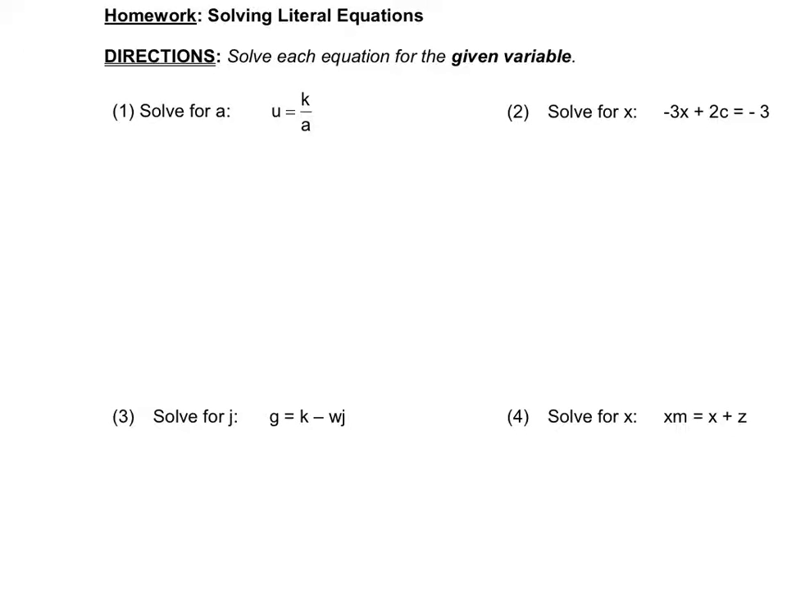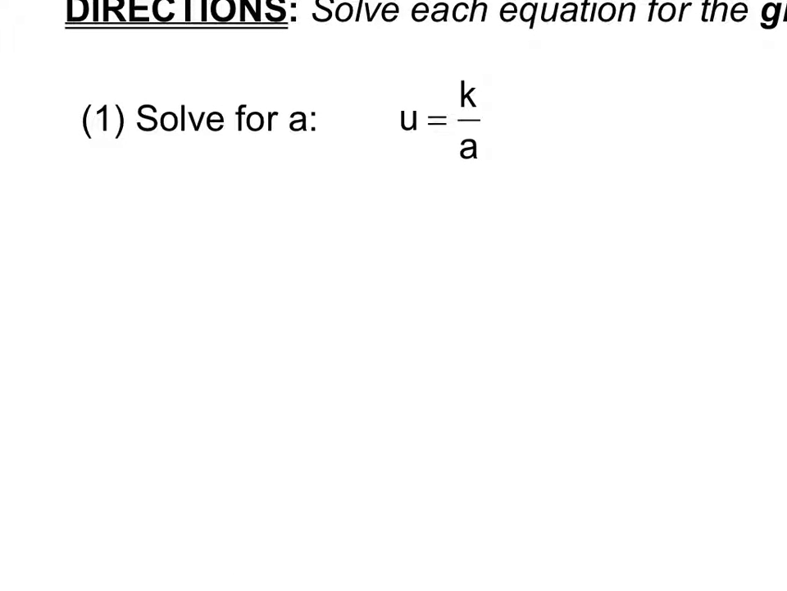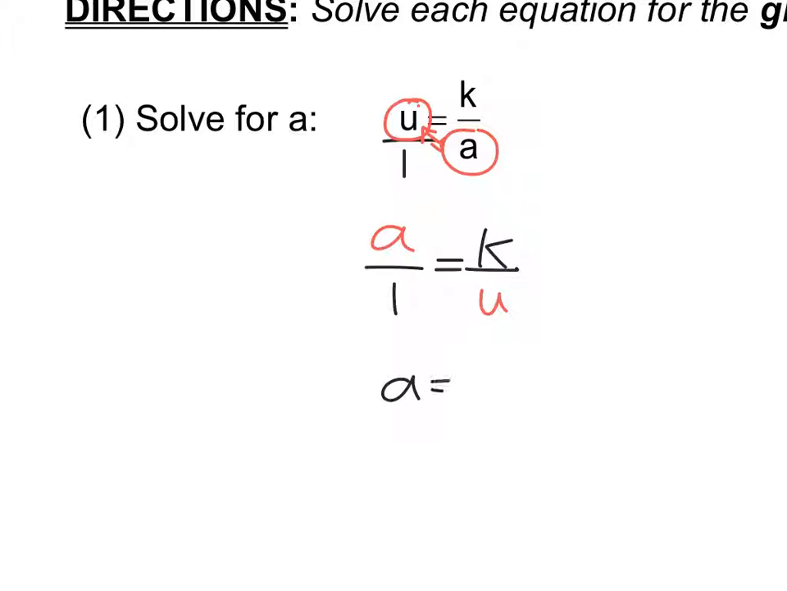All right, so for number 1, this is a nice one because we can use our little trick, the diagonal swapping. That tells me that I could take the U and the A and do a diagonal switcheroo. So we get A equals K over U.